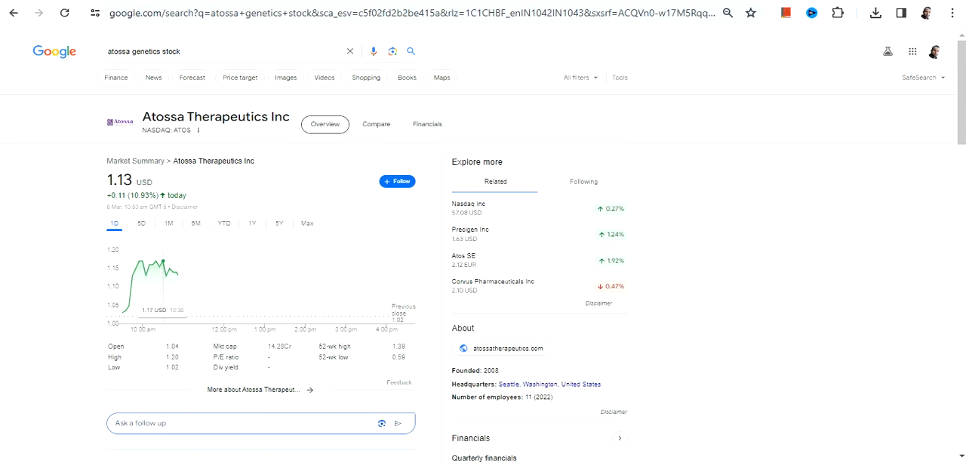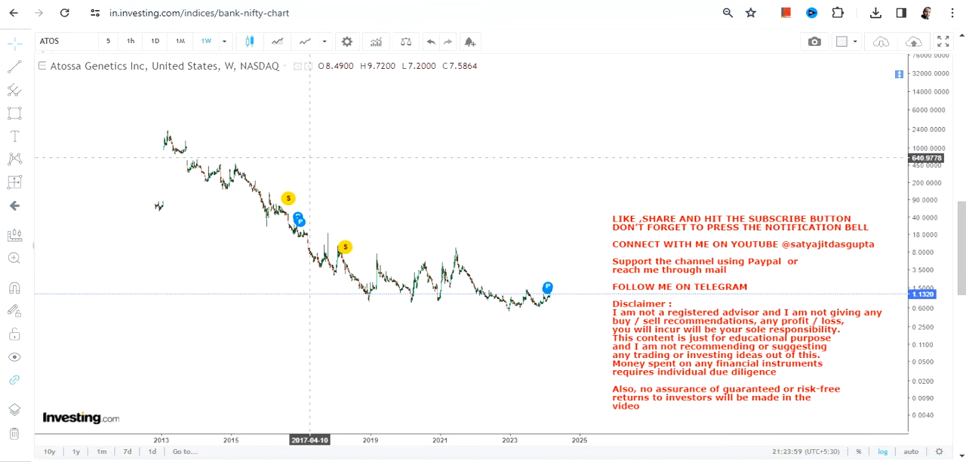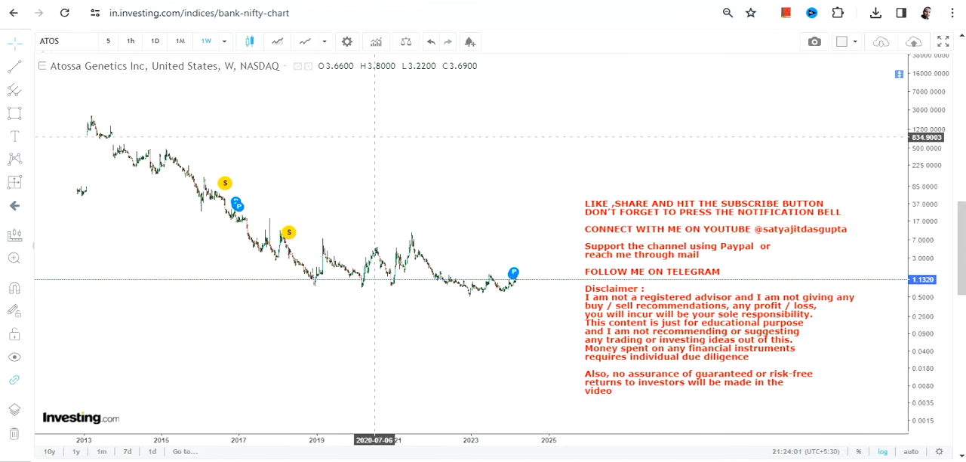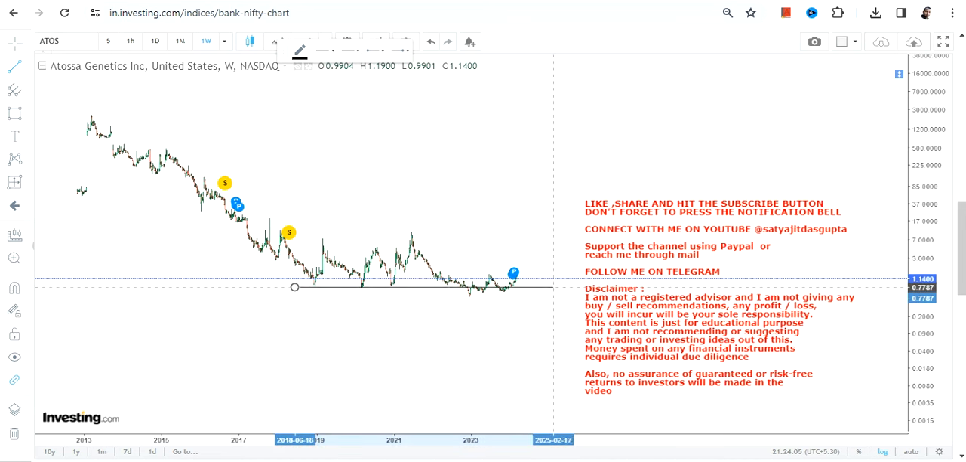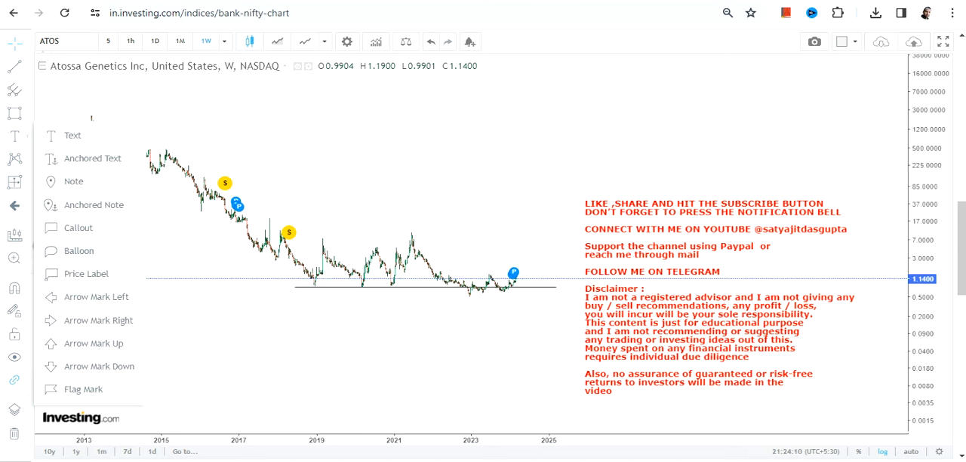So we're going to discuss Atos stock, or Atossa Therapeutics Inc. Now this is the price chart of Atos stock, and it is a clear indication that the stock has started moving higher. So you can expect a big trading up move which has already started.